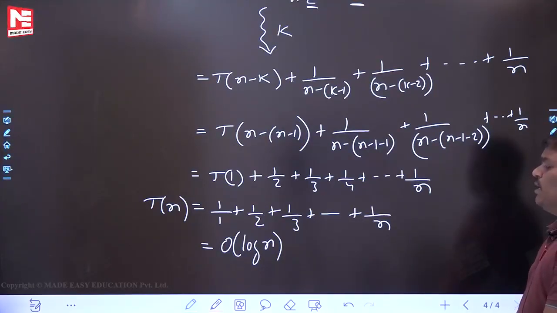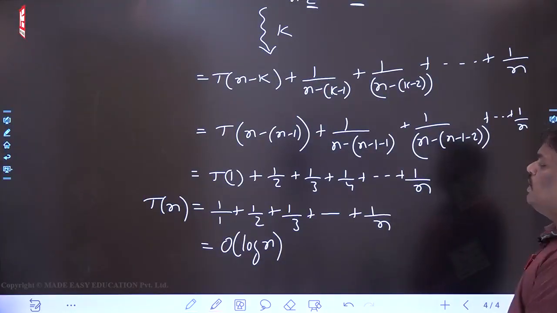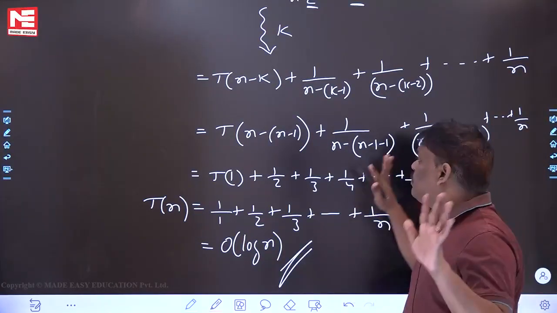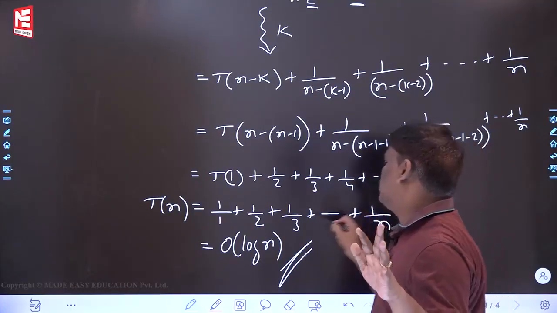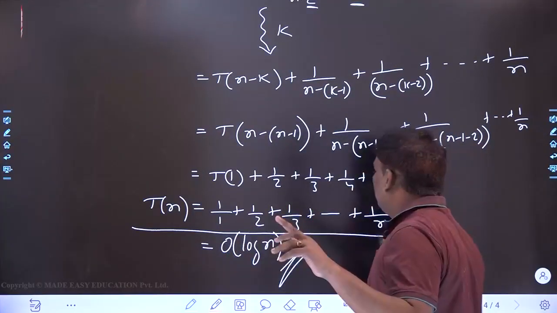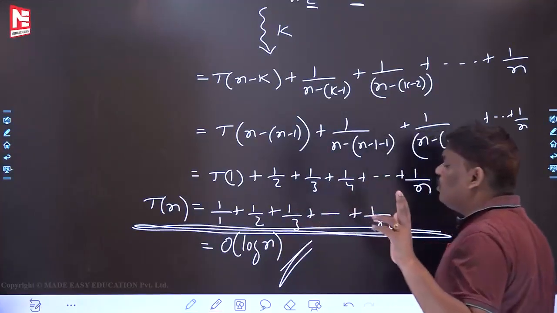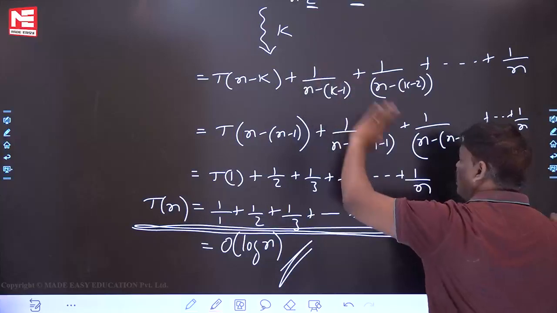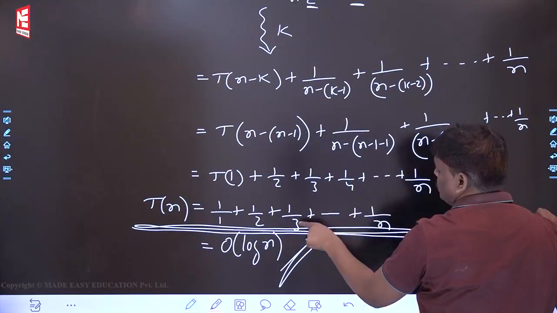Both are asymptotically equal. Tn is equal to 1 by 1 plus 1 by 2 plus and so on 1 by n. Both are asymptotically equal. Tn is approximately equal to big O of log n. If you want, you can keep theta also. This is the answer for this. The purpose of this problem is to show this series. This series is approximately equal to log n. That is the purpose of this problem in the substitution method.